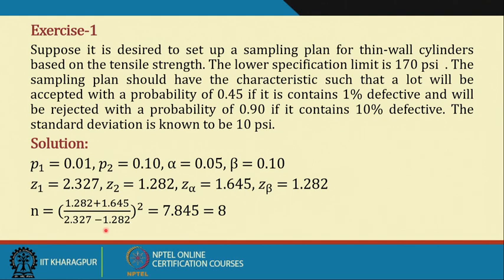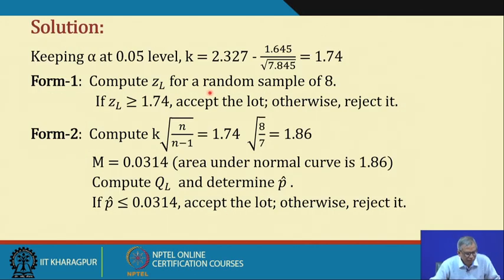Now you have an expression for n, that is the sample size, and if you use that expression, ultimately you get a value of n as 7.845, and obviously the sample size must be an integer, so it is rounded up to 8. So sample size is 8, one of the parameters of such a sampling plan. Now as you are aware, there are two methods you may apply, the form 1 method as well as the form 2 method, for using such a variable sampling plan.